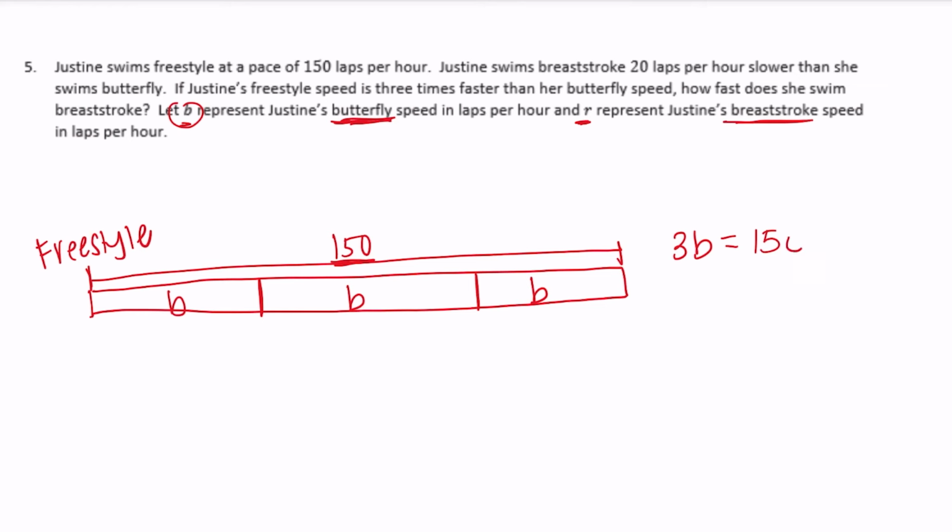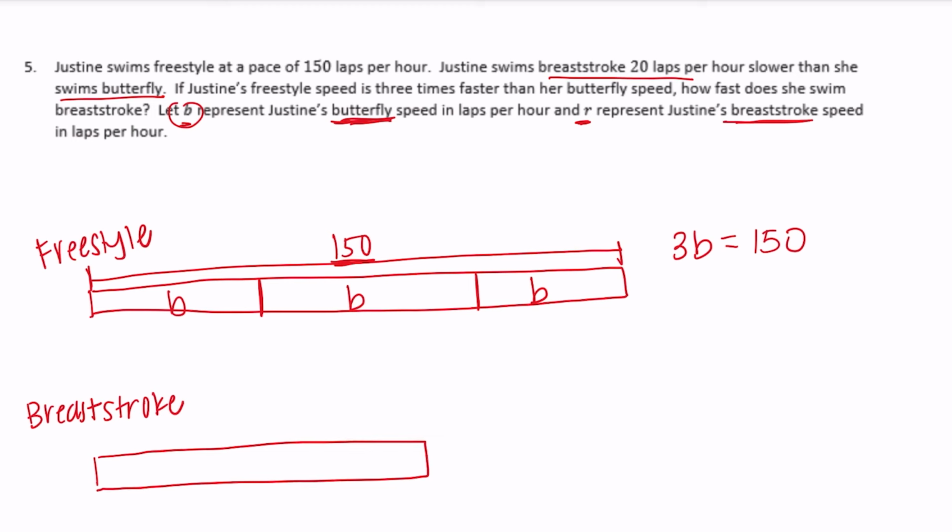3 butterflies is 150. Now, we also know that she swims breaststroke 20 laps per hour slower than she swims butterfly. R is breaststroke, so butterfly would be whatever breaststroke is, but 20 more. So let's go back and figure out what B is, and then we'll be able to figure out what the breaststroke represents.